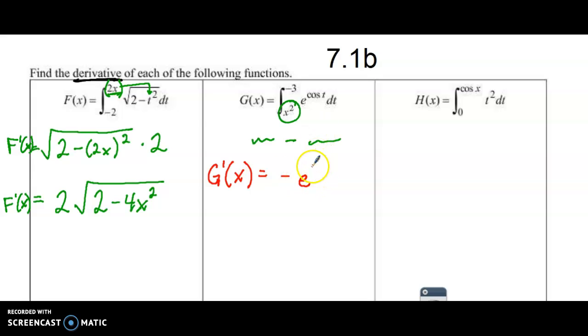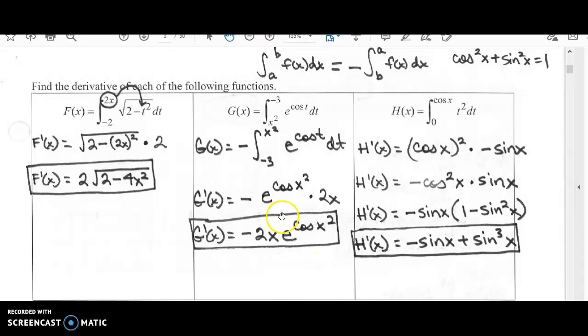cosine of x squared times the derivative of x squared, which would be 2x. And again, if you're trying to clean this up, then you would rewrite the problem this way.